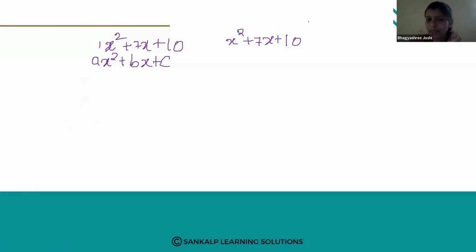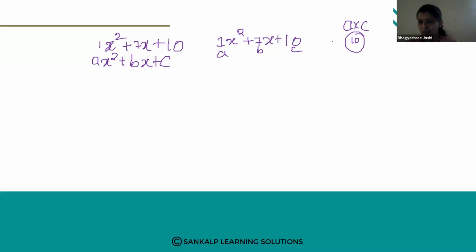A into c. A means 1, nothing is there means 1. 1 into 10. This is A, this is B, and this is C. First, what we will do? A into C. A into C means 1 into 10. That is 10. So, take the factors of 10.